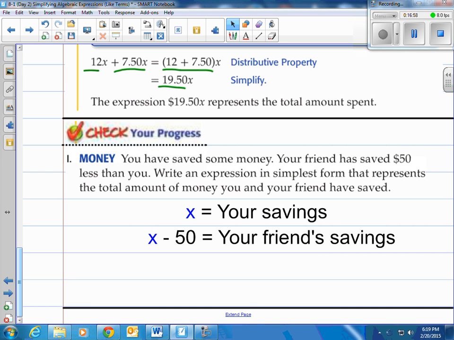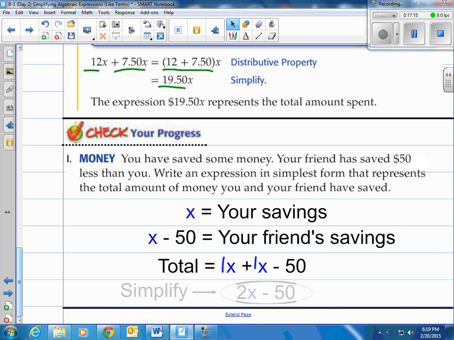And now what we have to do is add those two things together. So the total will equal your amount plus your friend's amount, which is X minus 50. And when you put those together, you notice we've got 1x plus 1x minus 50. Put those 1x's together, and now we have 2x minus 50. And that is our final answer.